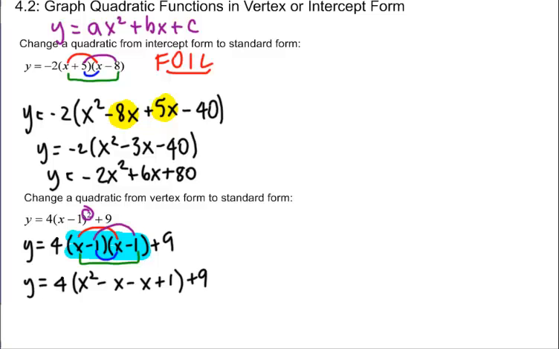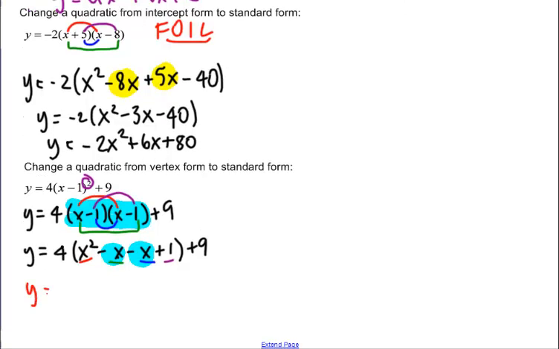So here's your green right here. Here's your blue guy right here. Here's your purple guy right here. Here's your red guy right here. So that's all we did. Combine those like terms. So here's a like term and here's a like term. And when you do that, what you're going to end up with is y equals 4 times x squared minus 2x plus 1 plus 9.